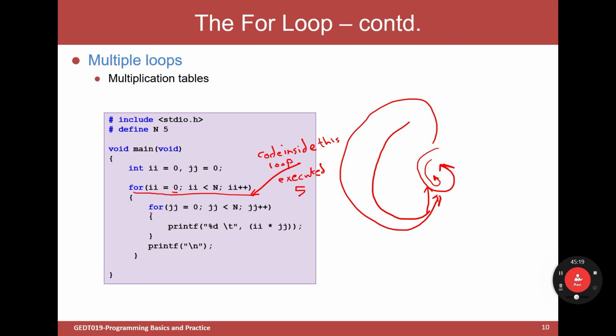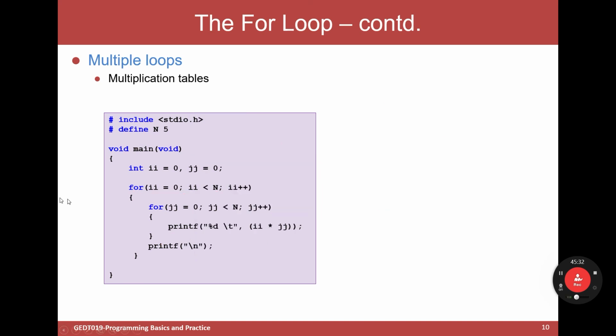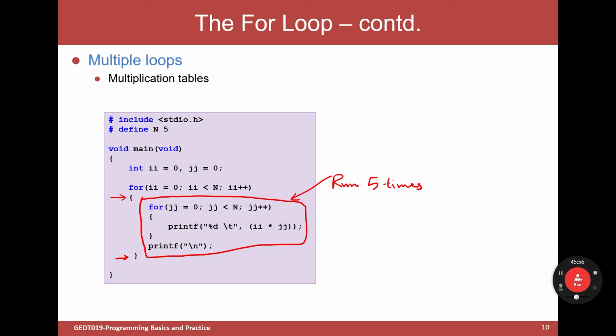5 steps. So any code inside here will be executed 5 times. Let me just erase everything here so you will not be confused. So this code is inside the loop. Look here. This code is inside the for loop, because it starts here and finishes here. This code will run 5 times.